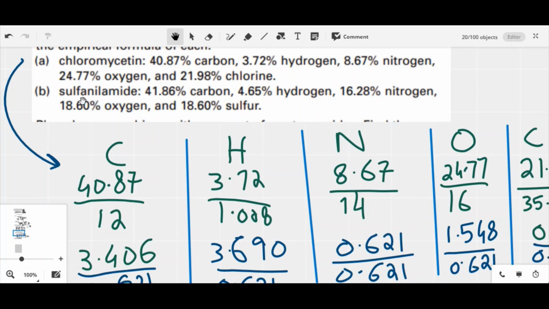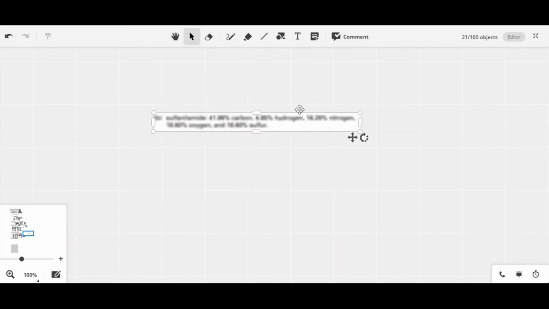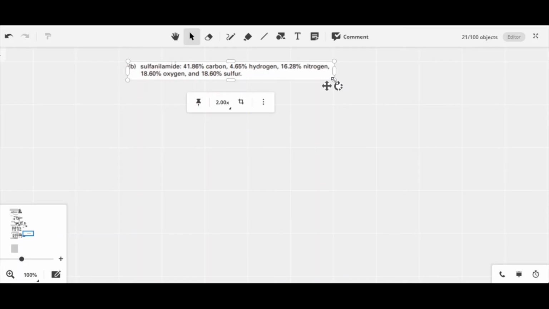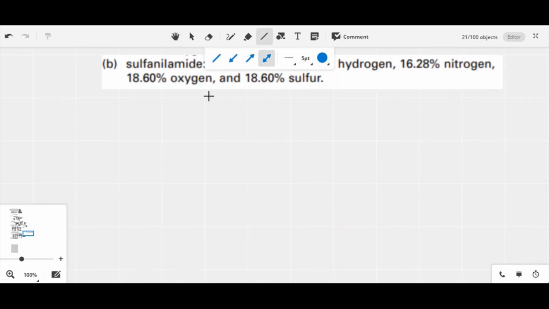Okay guys, so here, students, the next problem is sulfonylamide that has the percentages of different atoms like carbon, hydrogen, nitrogen, oxygen and sulfur. So we have to find the empirical formula of sulfonylamide. So here I am going to solve that one. You can see now we have, again we are going to make the divisions.